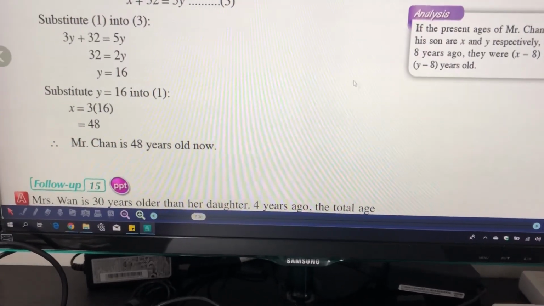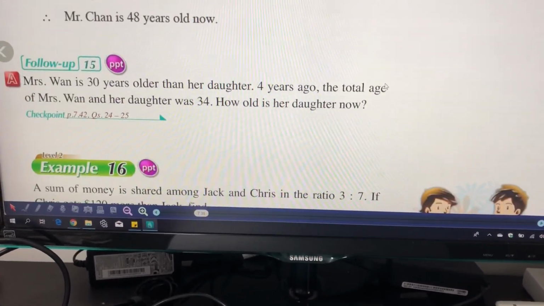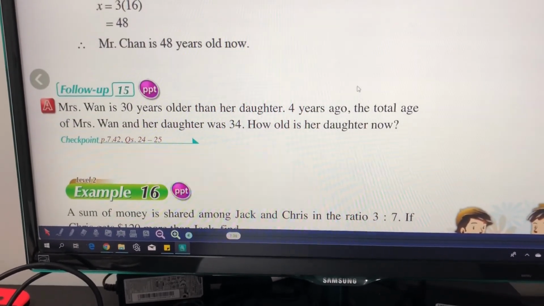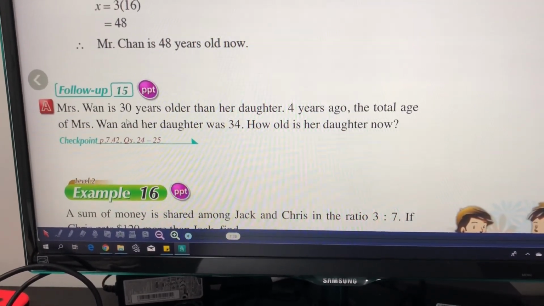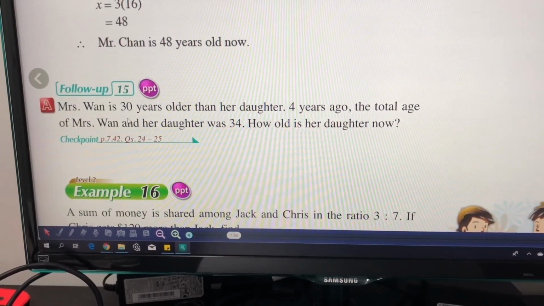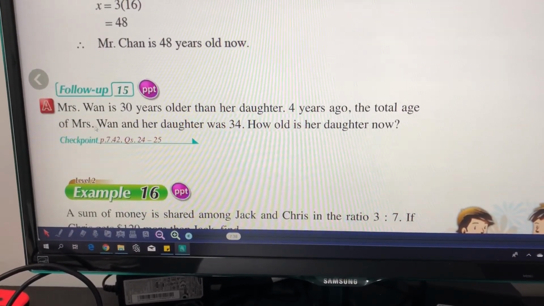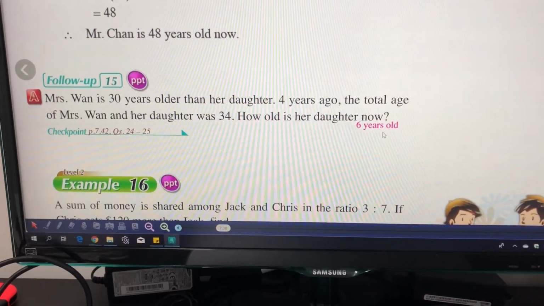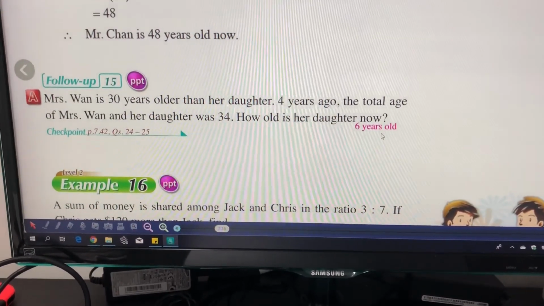Now it's time for you to try. Please try to do question 4, log 15. Then we show the answer here: 6 years old. So try to do it yourself.